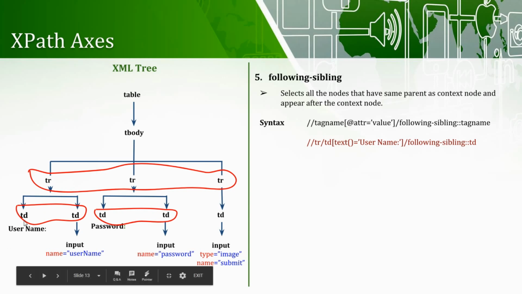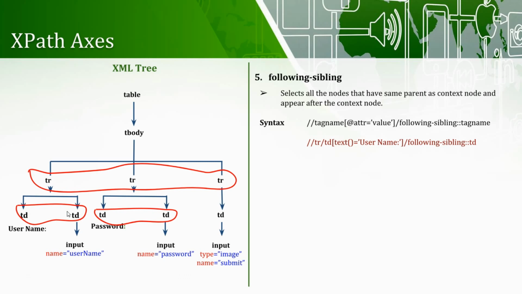Then I'm saying following-sibling. Now it has only one sibling, that is this TD2. After that, I'm saying which type of tag. I'm saying td tag. So this will be the tag that will be selected. So this whole TD will be the output of this XPath expression.